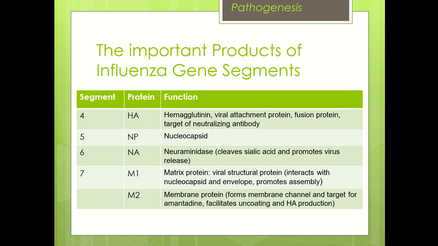And there is segment 7 that codes for two proteins, that is matrix protein M1 and membrane protein M2. Matrix protein is the viral structural protein. It interacts with the nucleic acid as well as the envelope and promotes the assembly of the entire virus in the release process. Membrane protein forms a membrane channel, and these are the targets for antiviral drugs like amantadine and rimantadine. Membrane protein facilitates the uncoating process and hemagglutinin production.